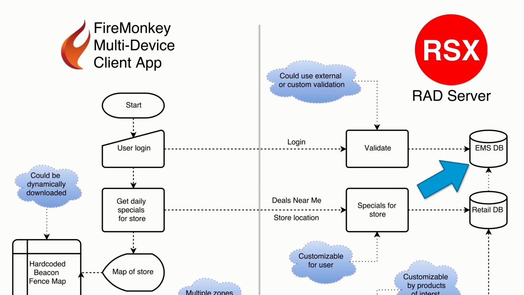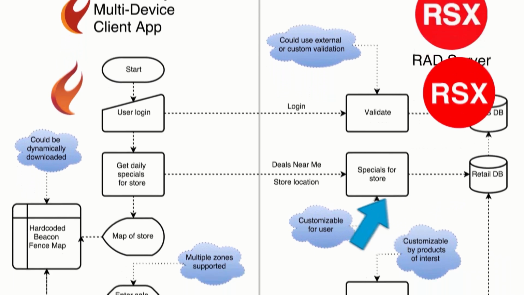Now, you could use an external validation system, whatever system you have in place that you want to validate your customers against, or you could just assign your customers a unique ID, and then the customer never has to mess with the username and password. It just validates them automatically when they connect. So there's lots of options available to you for how you want to validate your customers. Once the customer is validated, though, the application will request specials for the store that they're at from the RAD server. The RAD server will pull these details from a separate database that contains information about the retail store.